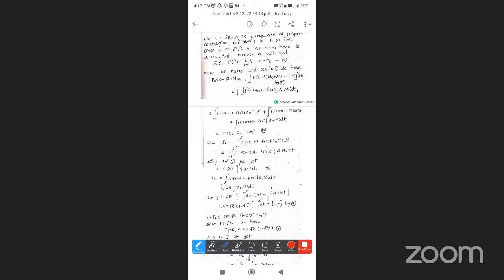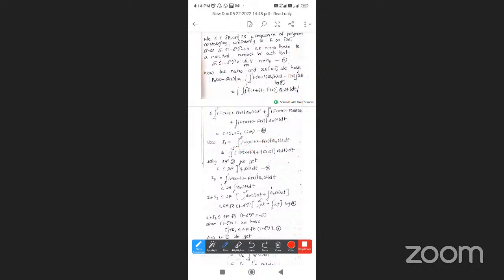So we can take the common term. What is the common term? Qn of t is common. So it is mod of the integral from minus 1 to 1 of f of x plus t minus f of x, times Qn of t dt. This is a mod.